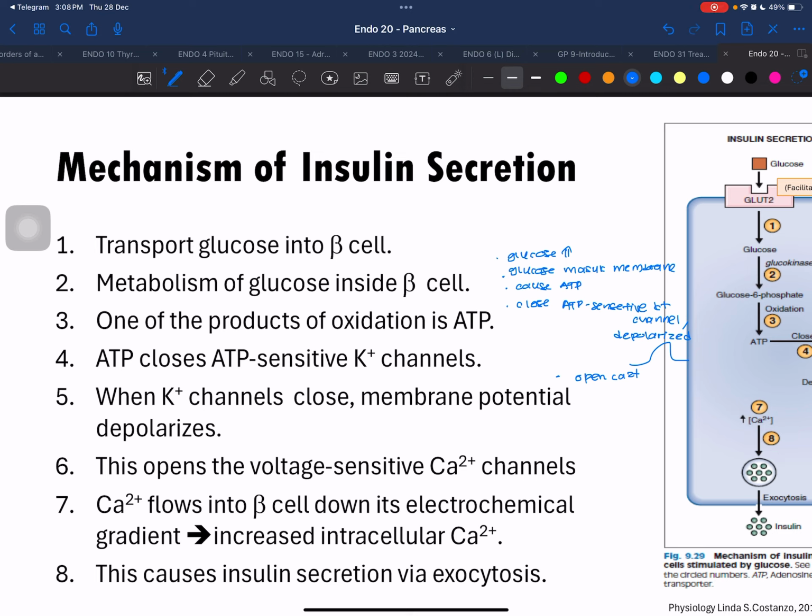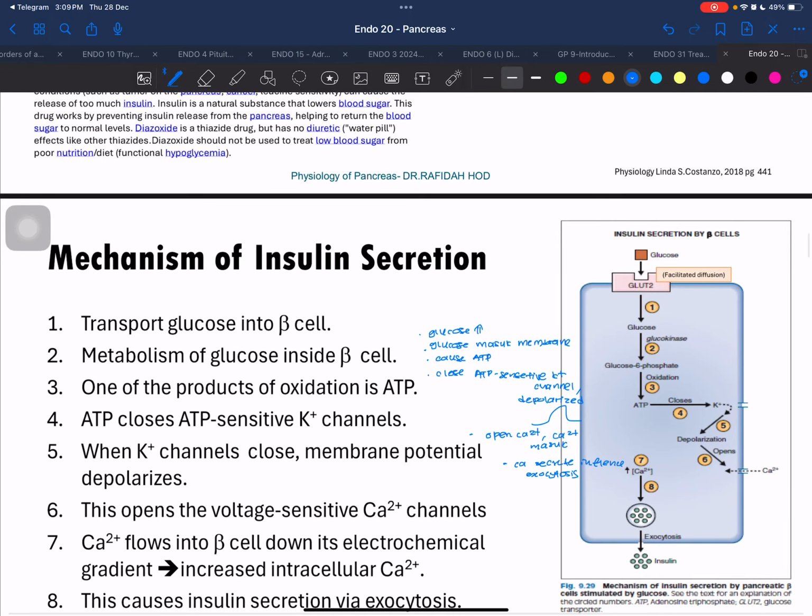So when that potassium channel closes, the membrane potential will depolarize, and once depolarized, it will sensitize the calcium channel, because the calcium channel opens when there is a voltage. So it is a voltage dependent calcium channel. When there is depolarization, it causes this channel to open. Initially you have high calcium outside the cell, so it will enter the cell down its electrochemical gradient. It doesn't need ATP to enter the cell.